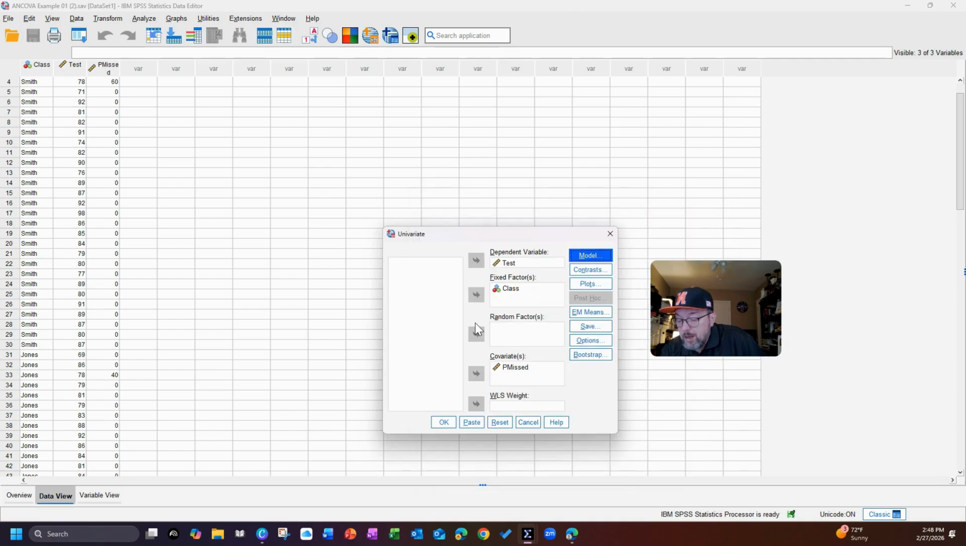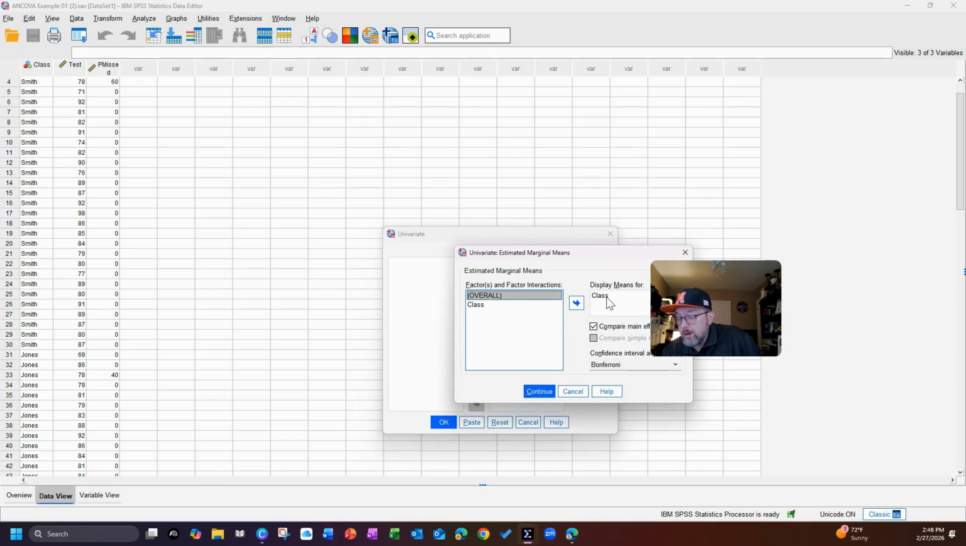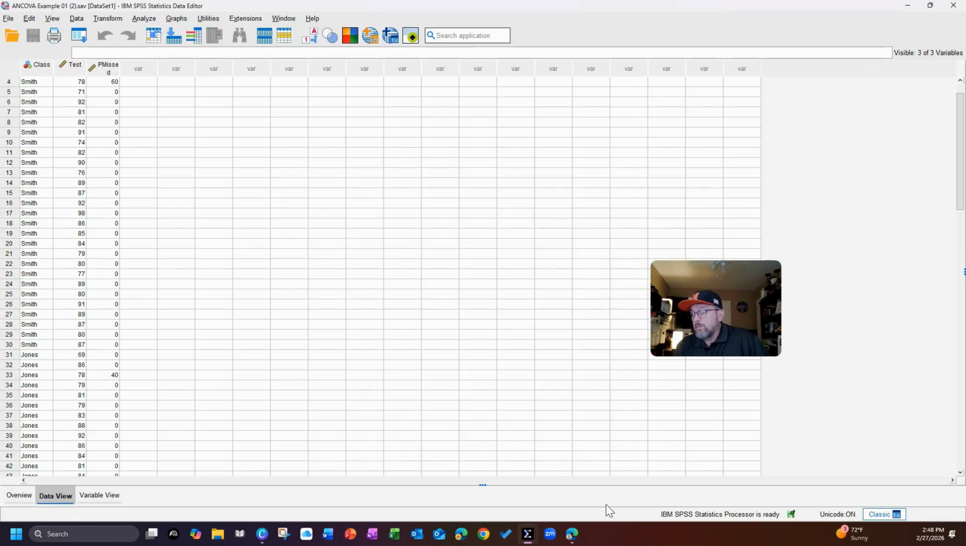All right. And then under EM means, I move class to the display right here, and I check compare main effects, and I change my confidence interval adjustment to Bonferroni, and I hit continue. Again, I have already run this data, so I'm using the same data output.